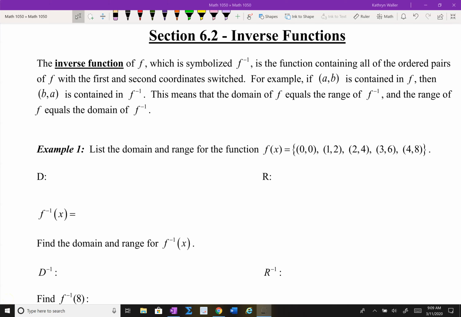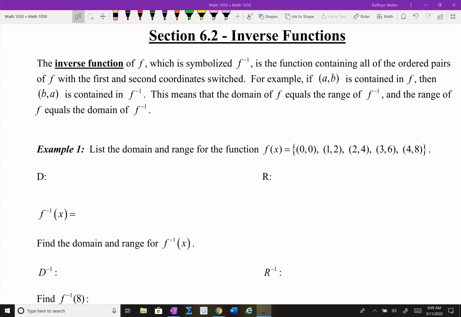Okay, so this is lesson 6.2 and it has to do with inverse functions. If you took Math 1010, we went through all of this in 1010. So I think you're going to be just fine, and the rest of you will be fine as well.